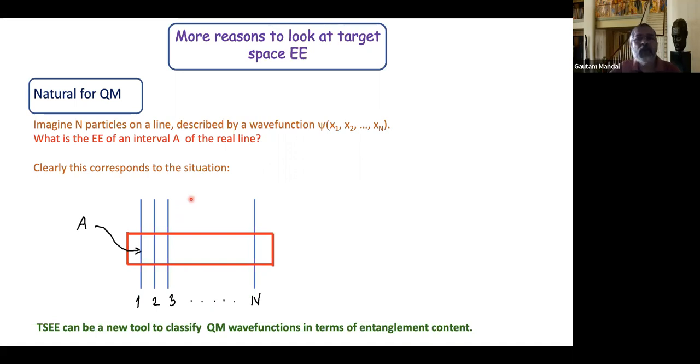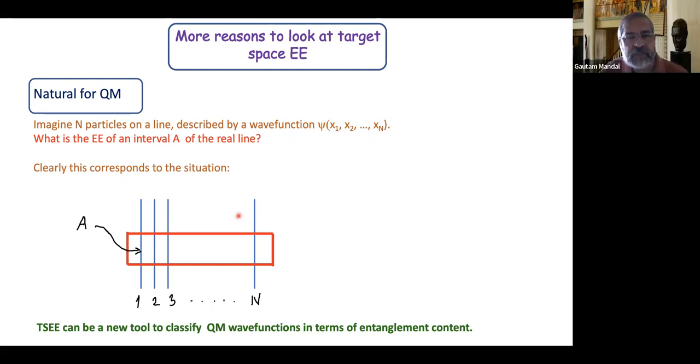So now, more reasons to look at the target space entanglement entropy. Rather than this qubit stuff, first of all, I should say that it is something natural for quantum mechanics. In quantum mechanics, let's say we have n particles on a line described by some wave function psi(x1, x2, ..., xn). Then it's the same thing as what we did for qubits.